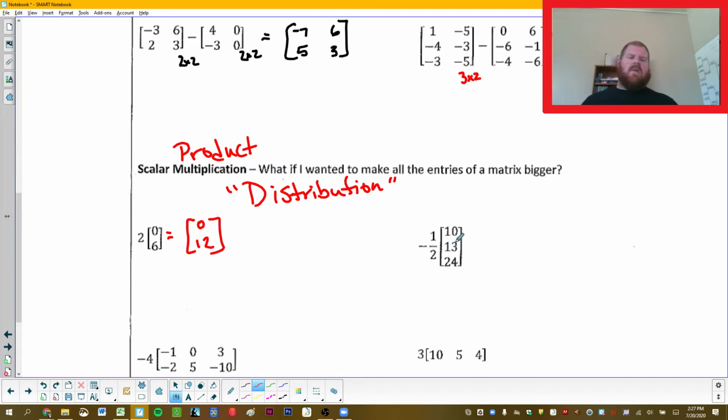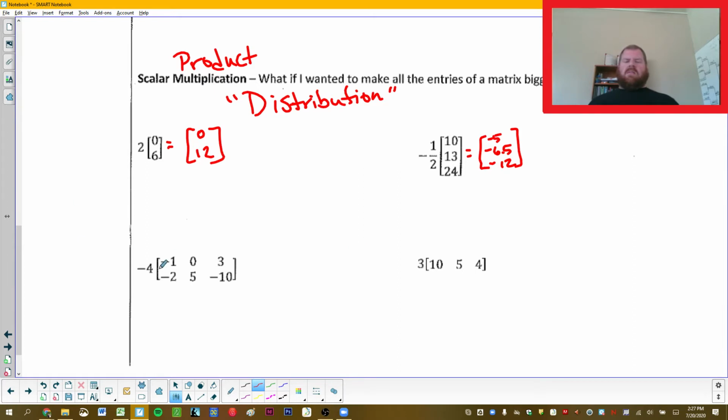Okay. The next one I'm multiplying by -1/2. It's a 3 by 1 matrix, and it's going to result in a 3 by 1 matrix. Multiplying by -1/2, I get -5, -6.5, and -12.